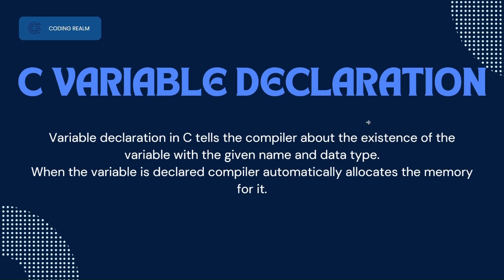Now, the C variable declaration. Variable declaration in C tells the compiler about the existence of the variable with the given name and data type. When the variable is declared, the compiler automatically allocates the memory for it. The data type is the type of data that a variable can store, like an integer, character, float. Variable name is the name of the variable given by the user, and the value is assigned to the variable by the user. This is all about the variable declaration.